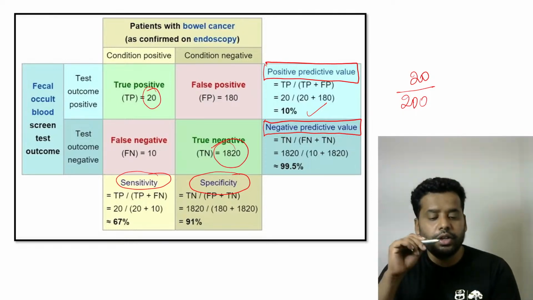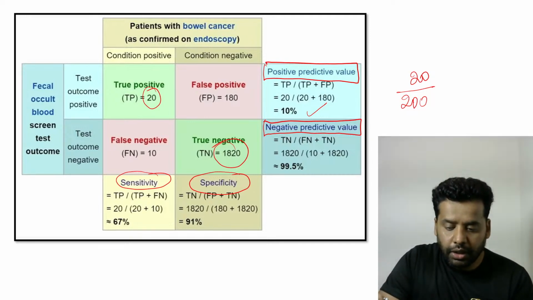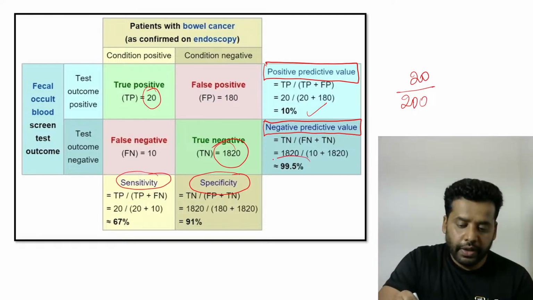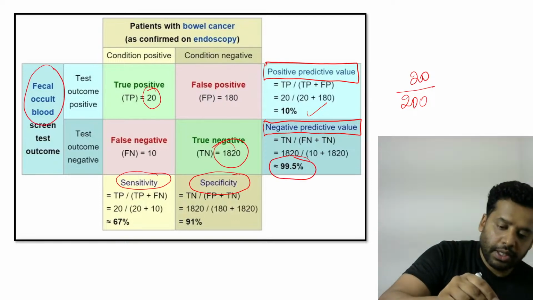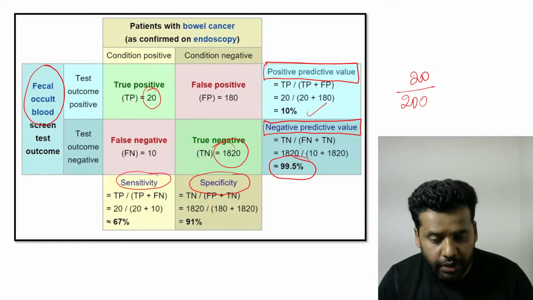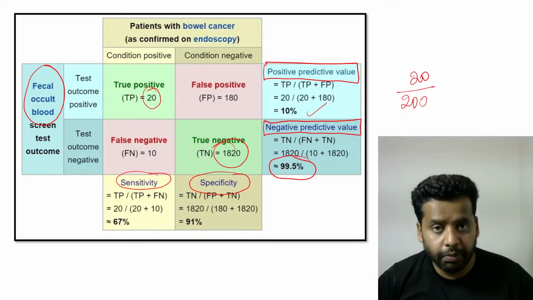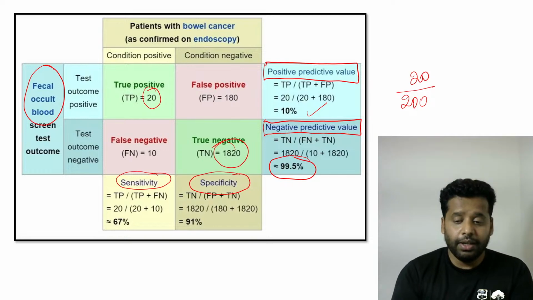This is negative predictive value. Out of total test negatives, how many are true negatives? So it is very, very high. So using this test as a diagnostic test, when you are using it for diagnosis, we have to comment on predictive values.